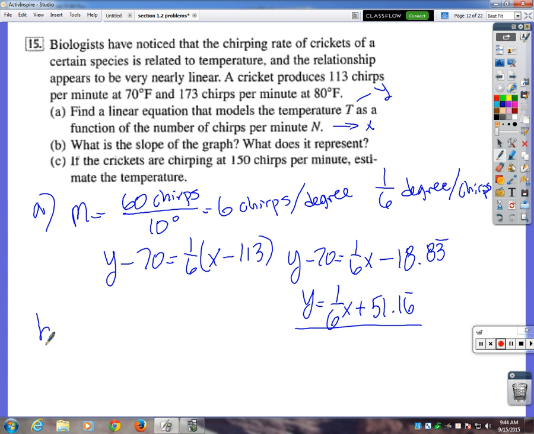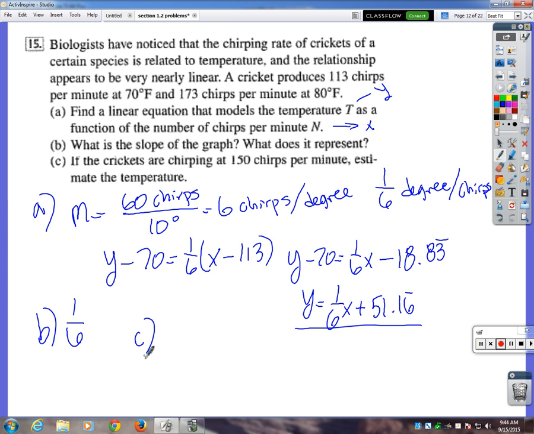Okay, B, what is the slope of the graph? 1/6. What does this number represent? This is weird because of the way they're doing it. The slope, the 1/6. The number of degrees that you have to go up to get one more chirp per minute. Yeah. Which, I don't know how you want to look at that.